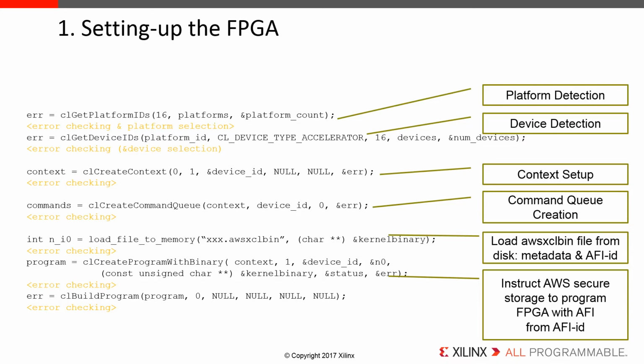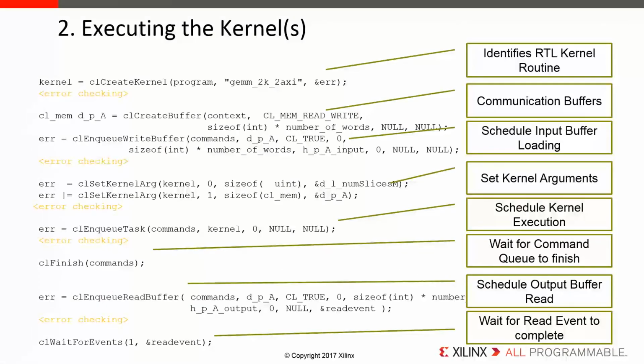Notice the platform ID is used to create a device ID, which is then used to create a context, which is in turn used in the subsequent API calls. The executable binary is then read from disk and loaded into the FPGA with the CL create program with binary. The next stage is to begin executing the kernel or kernels.